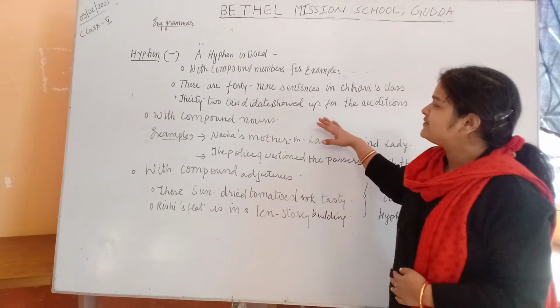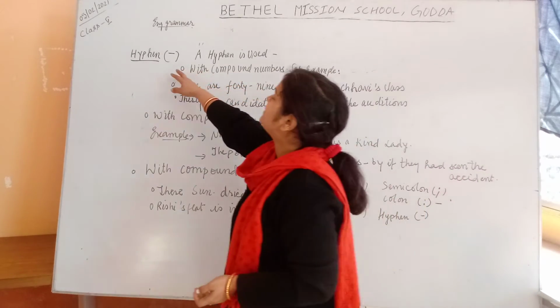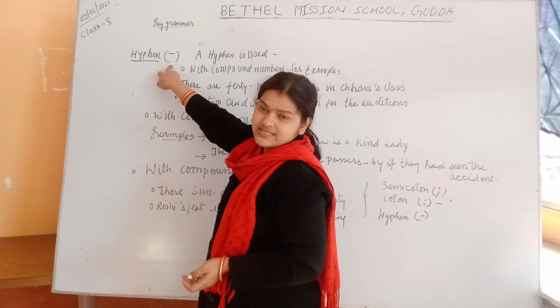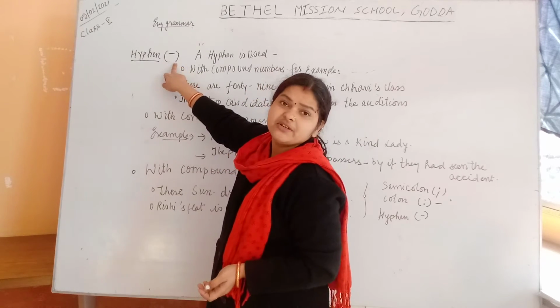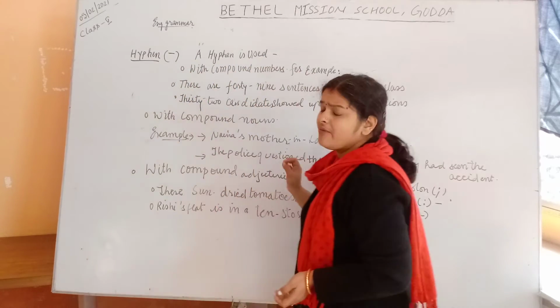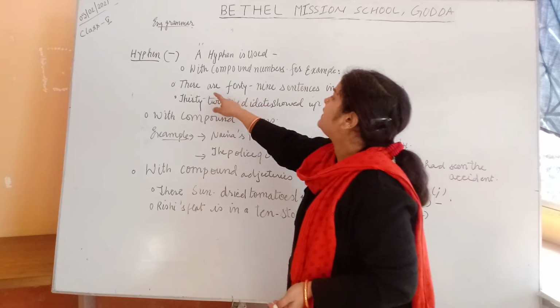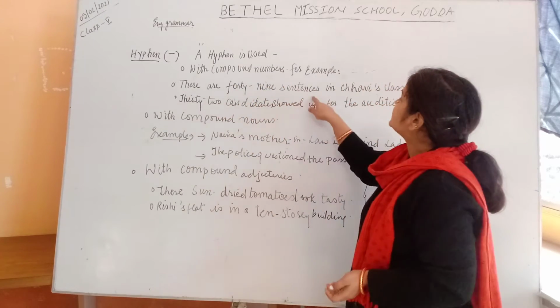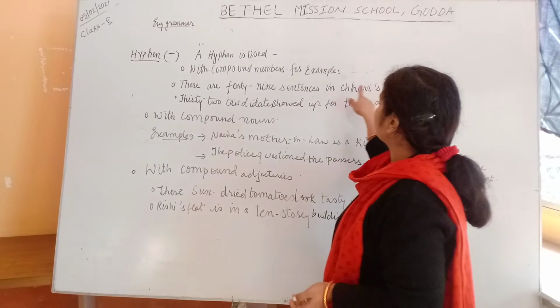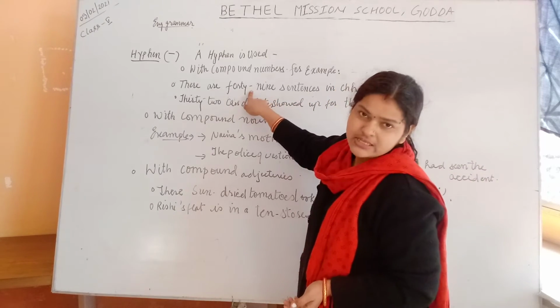So children, this part was left, it is the hyphen. So what is a hyphen? Let's see with the mark I have given you. This type of mark you see in a particular sentence is a hyphen. Let's see where to use a hyphen. With compound numbers. For example, there are forty-nine students in Shabbi's class. This is the mark which I have used. This is known as a hyphen.